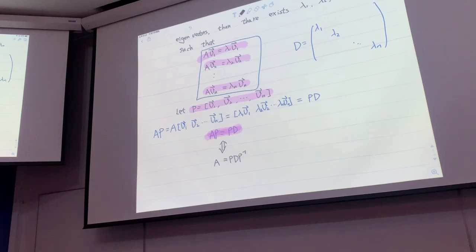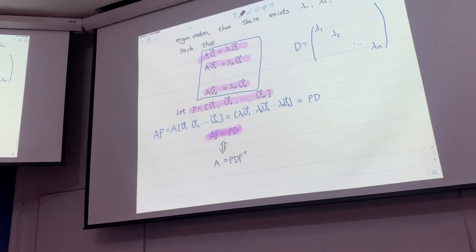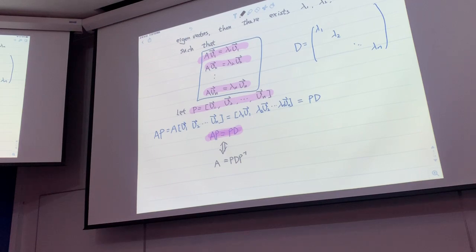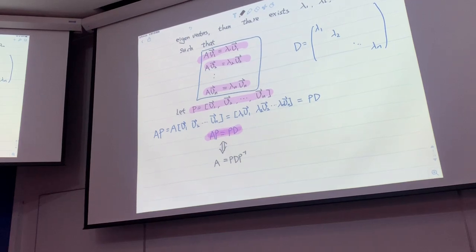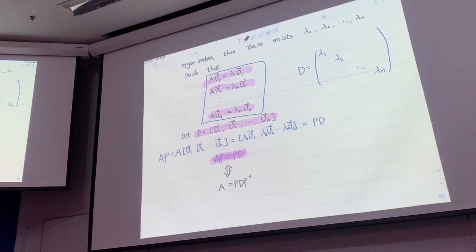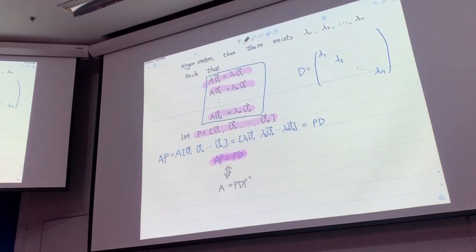You need to put everything in order, because the formula we have is AV1 equals lambda 1 V1, not AV1 equals lambda 2 V2, right? Some students may ask, could I put the order of P to be V2, V1, V3, Vn? Because sometimes some students get lambda 1 equal to 3 first, and some get lambda 1 equal to 2 first. Can we switch the order? Yes. But if you switch the order for P, you also switch the order for D. That's it.